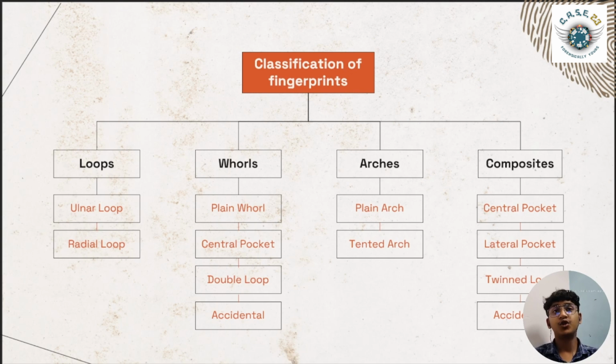And there is also a fourth type of pattern known as composite patterns. In composite patterns, first one is central pocket loop. It has a mix of loop and a hole. Twinned loop: in twin loop, it has two loops intertwined. Lateral pocket loop: a loop with a hole-like twist. And the last one is accidental, a completely random mix of patterns.